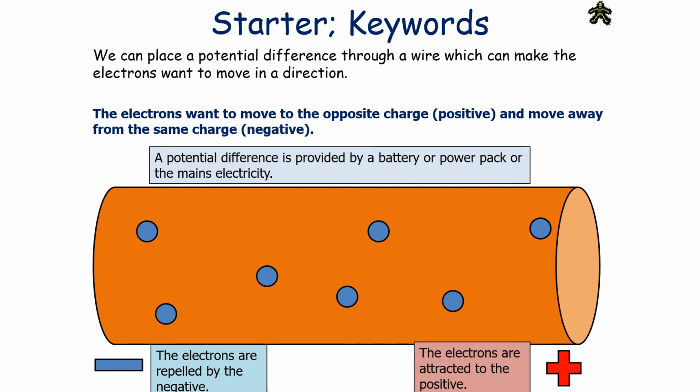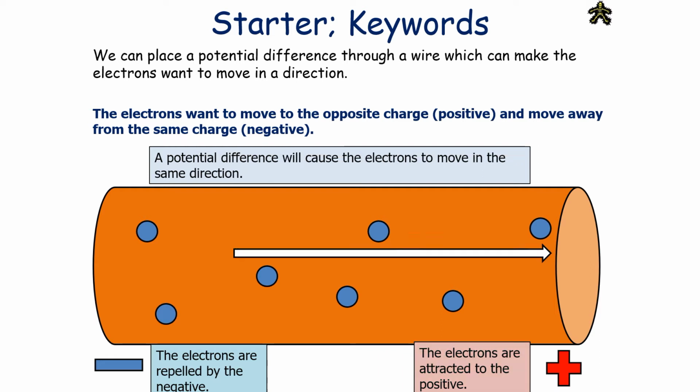Now we can place a potential difference across the wire, which can make the electrons want to move in a particular direction. The electrons will want to move towards the opposite charge, which is positive, and move away from the same charge, which is negative. Now our potential difference, which will cause electrons to move in the same direction, is provided by the battery or the power pack, or whatever the particular power source of our circuit is.